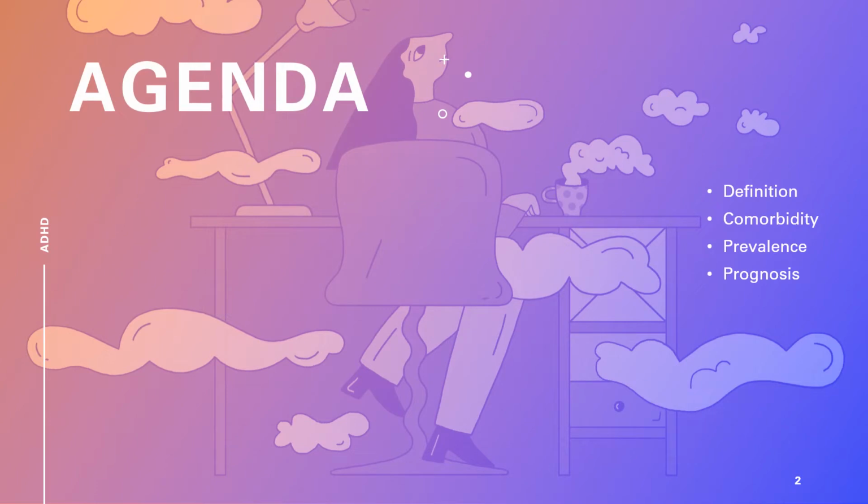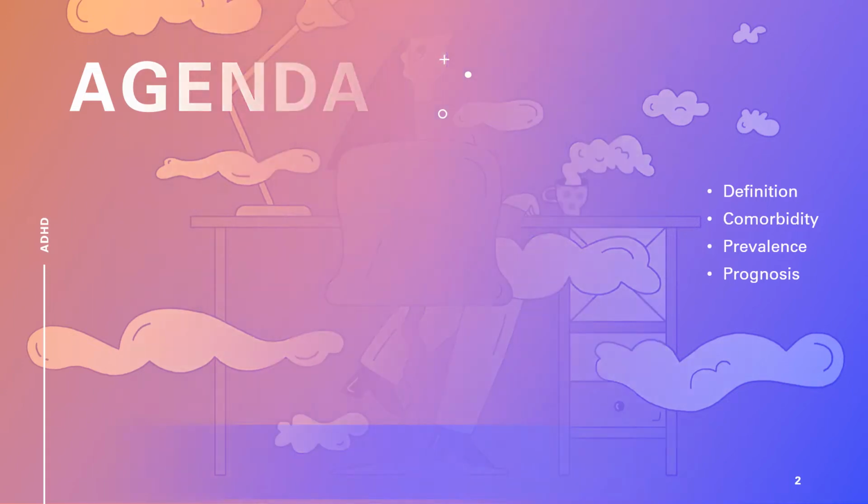We will be reviewing the definition of ADHD and reviewing the symptoms of the disorder. I will also examine comorbidity rates and common comorbid disorders, followed by the prevalence of ADHD, then the course of the disorder as people age.